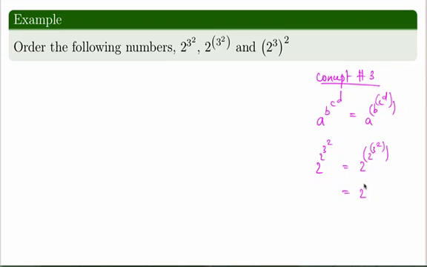So this will become 2 raised to 3 square, which is 9. It will be something like that, and 2 raised to 9 is whatever, I think it is 512. So it is 2 raised to 512. Let's not calculate after this. So this is the next concept.